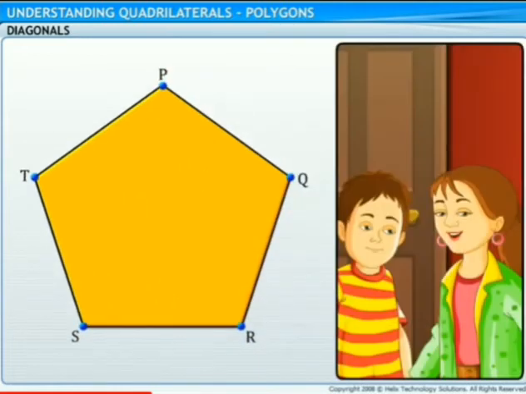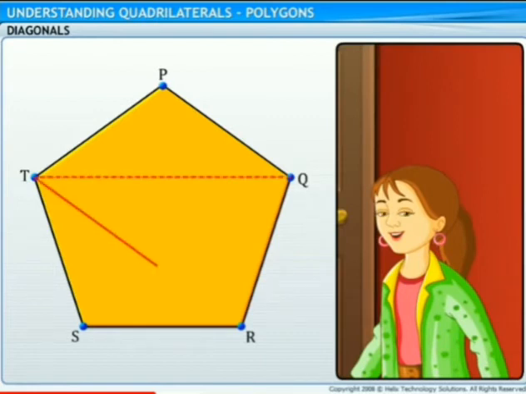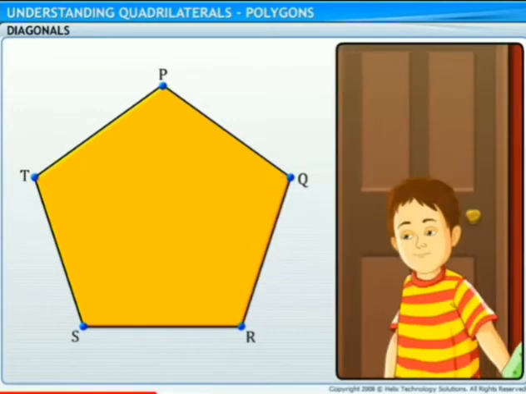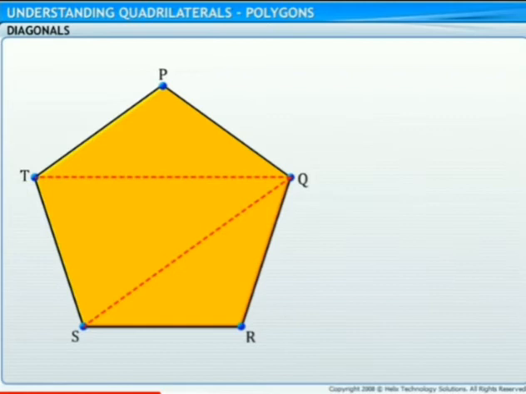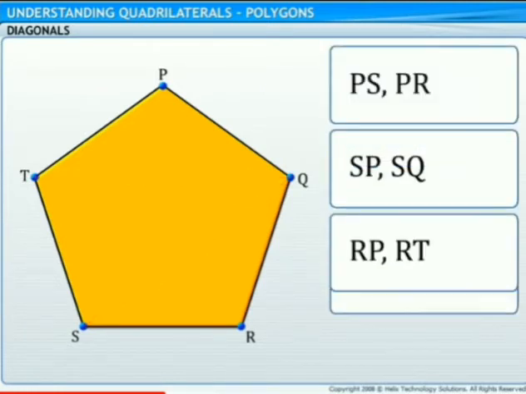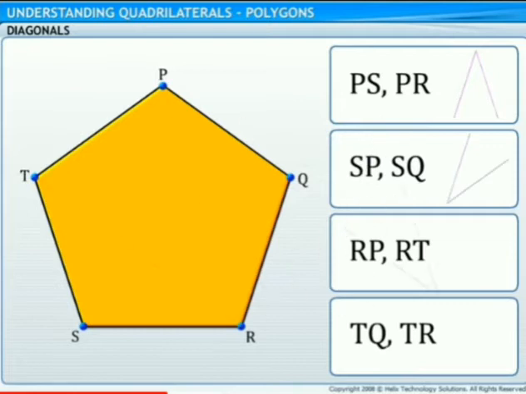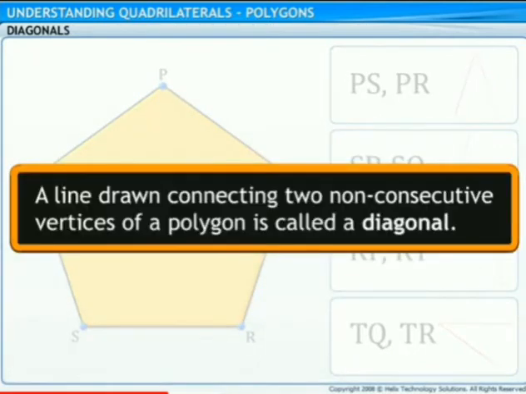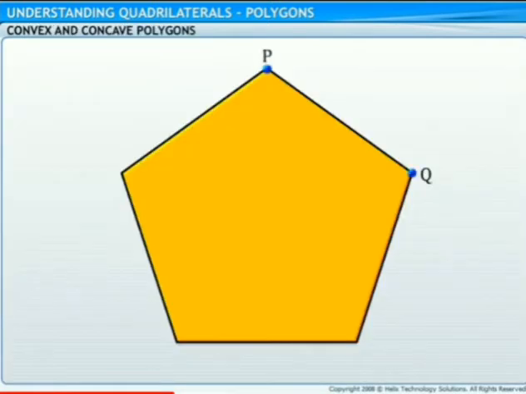Alice and John, can you show the other diagonals of this polygon? From vertex T to vertex Q and vertex R. From vertex Q to vertex S and then to vertex T. The diagonal from T and Q is already drawn, so it is considered as a diagonal from Q to T. So we can conclude that a line drawn connecting 2 non-consecutive vertices of a polygon is called a diagonal. So, a diagonal in a polygon is drawn connecting 2 non-consecutive vertices.